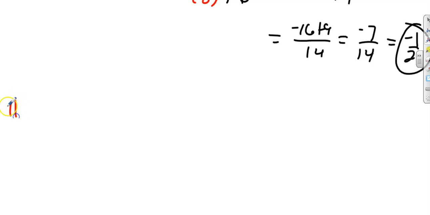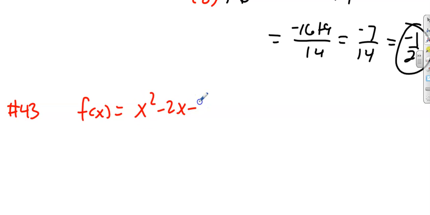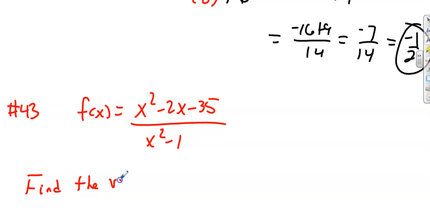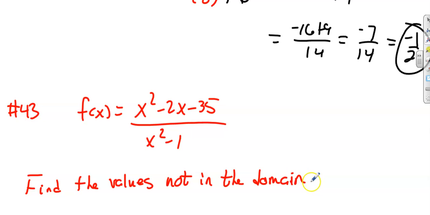We'll show you this one. Number 43 is a little bit different because this one gives you a function. And instead of giving you some number to plug in for this function, this one says find the values that are not in the domain. Okay, and all that means, this is the same thing we were doing in the earlier part when it said list excluded values. It's the exact same thing, they just call it something different here.